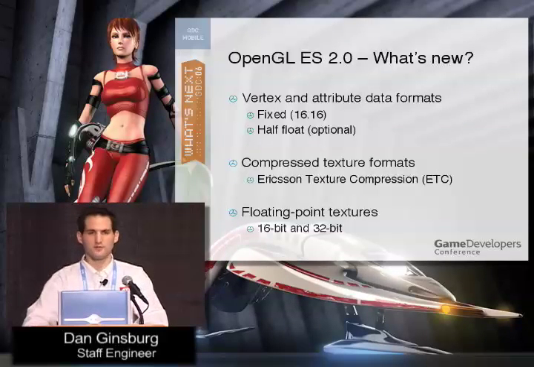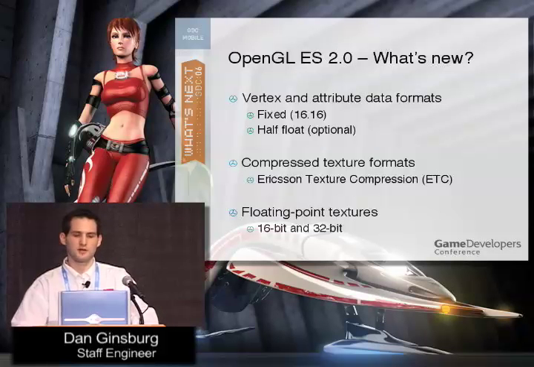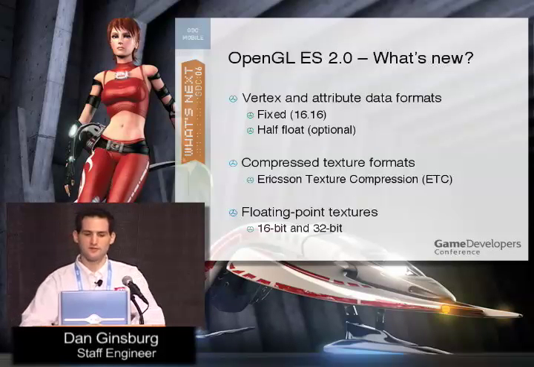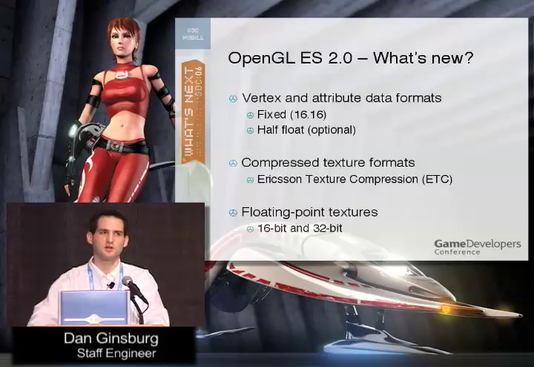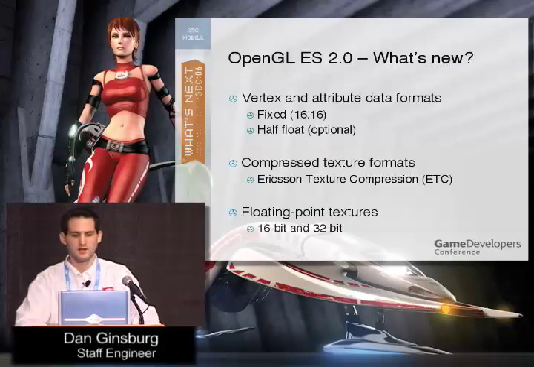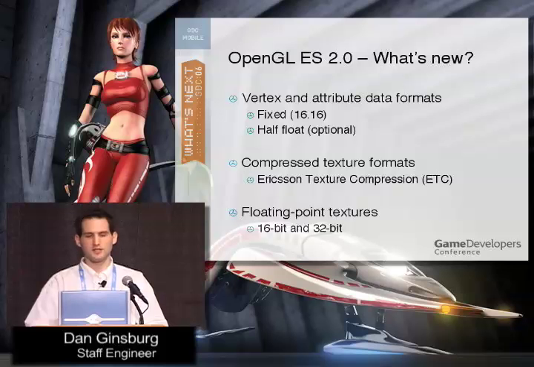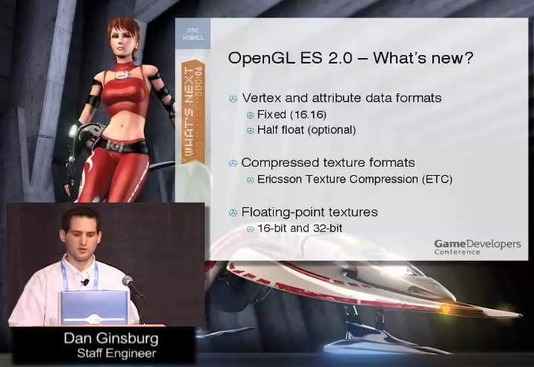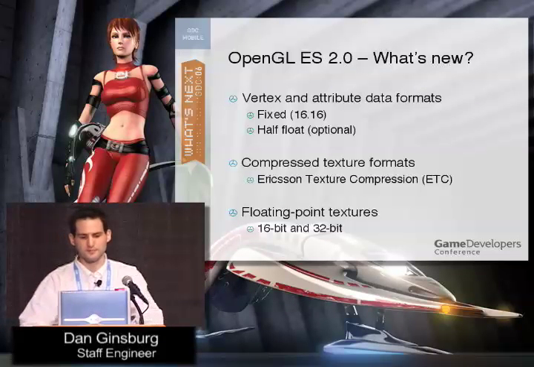Two of them are the fixed data type, which is a signed 15.16 fixed point value, which can be useful on implementations that don't have a floating point CPU. In addition, there's a new optional vertex type, half float. This is the same one that we have in DX on the desktop, which allows you to compress your vertex data into half the size of a normal float.